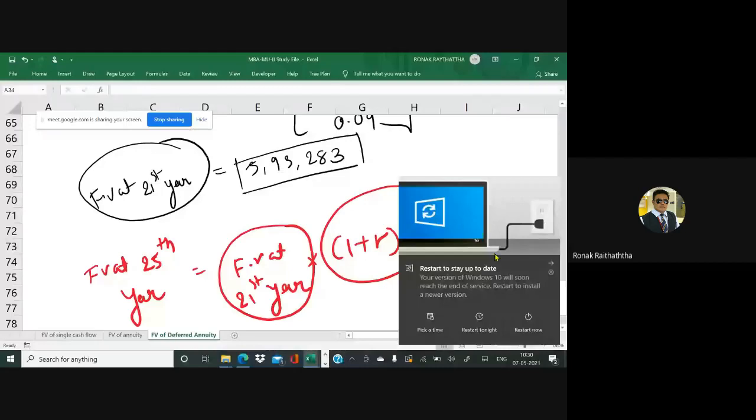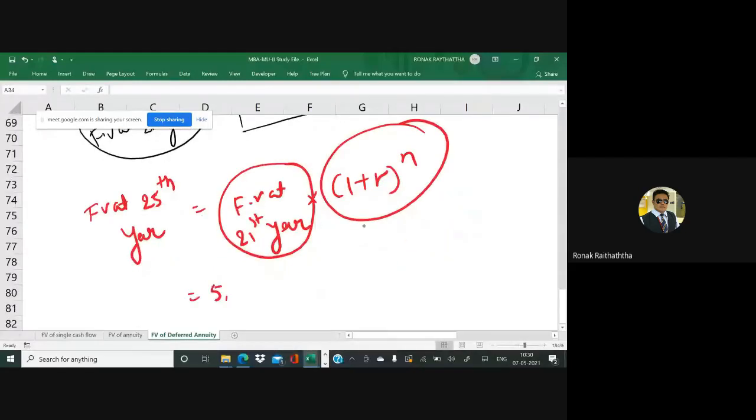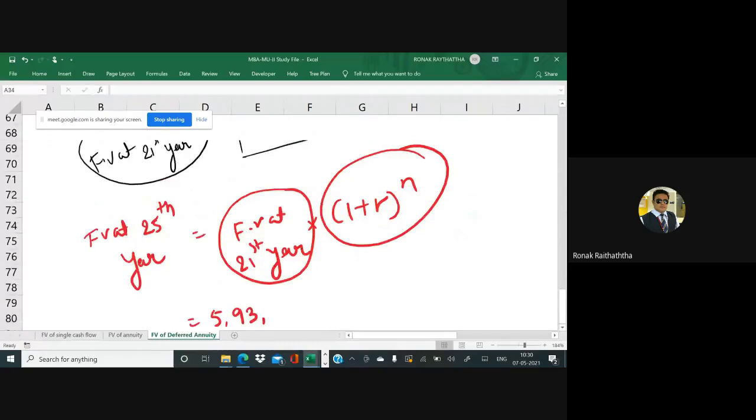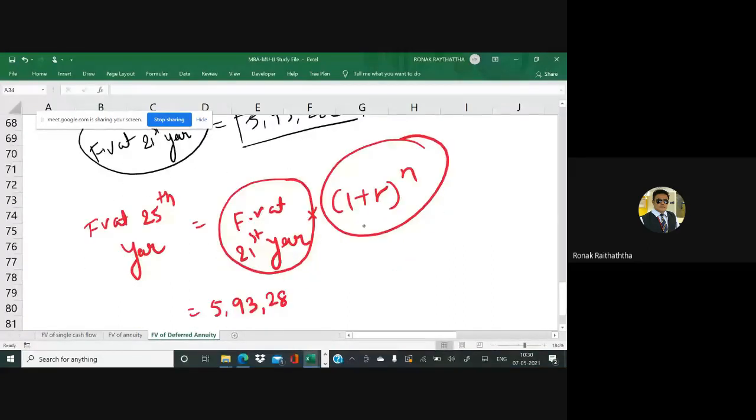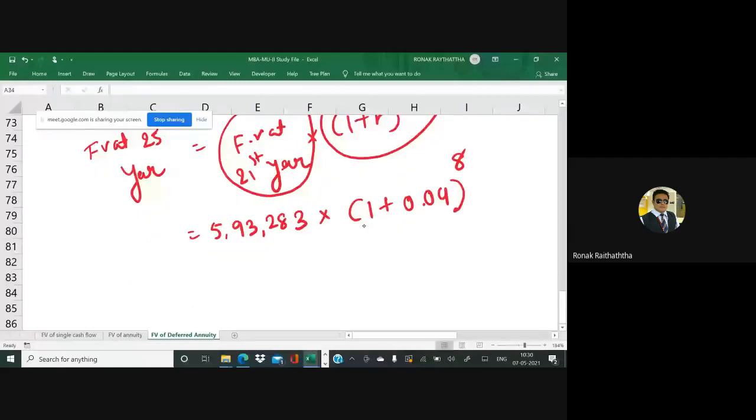Okay, so I'm just writing 593,283 multiplied by (1 plus r), where r is 0.04 again, and n would be 8. Why? Because the remaining 4 years are pending to be completed: 22nd, 23rd, 24th and 25th. We are using the terminology of completed years right now. So 8 periods are there for which you will get the interest. As simple as that. So 593,283 multiplied by 1.04 raised to 8.